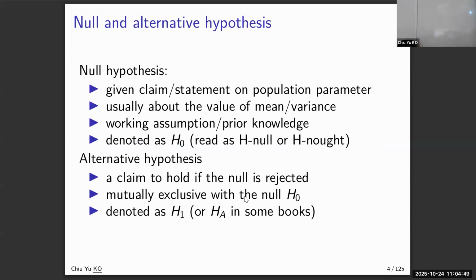So, as we said with the courtroom, we start with the null, which is the working hypothesis, where we assume that guy is innocent. This is the one we denote as H null, H0, or H naught. It's the assumption that we have at the beginning, and we want to check it. Say, for example, the soya milk company claims this is the percentage of sugar. It's a claim we want to test.